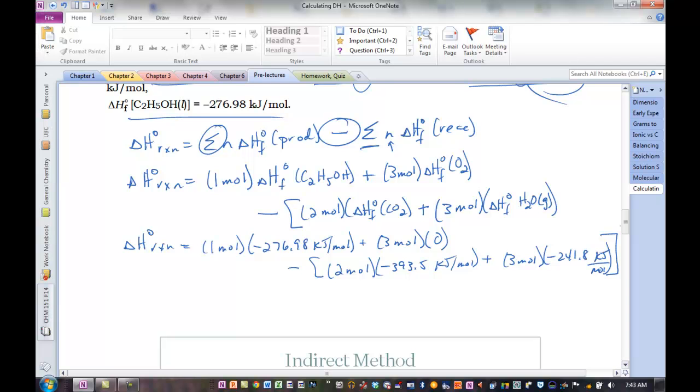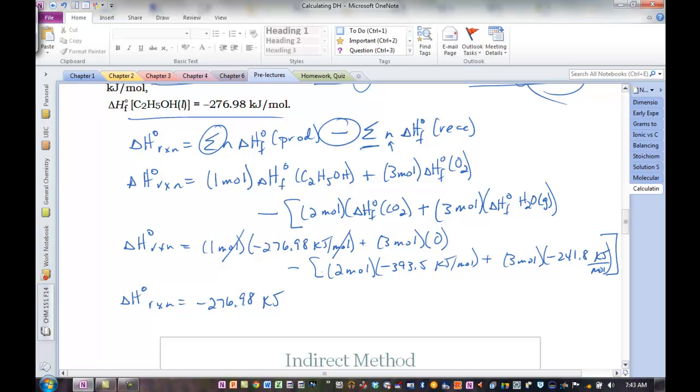I'm going to break this calculation into 2 steps. For the first one, we just have 1 mole times negative 276.98 plus 0. That's our sum. So we just have delta H is equal to negative 276.98 kilojoules. Our moles are going to cancel.